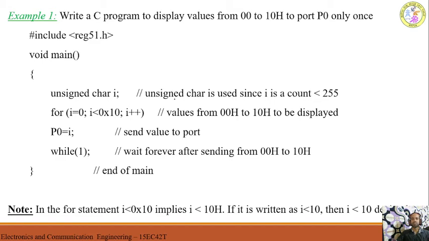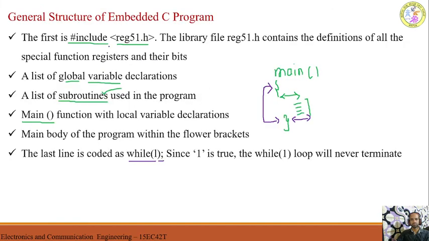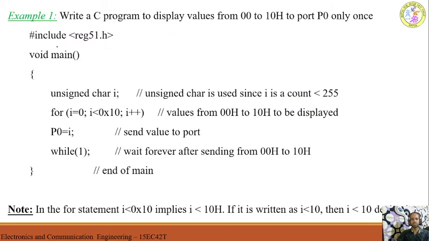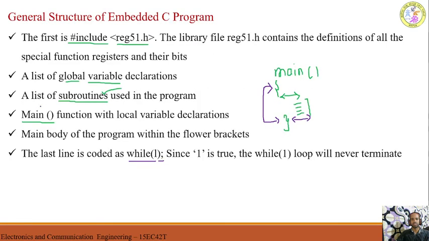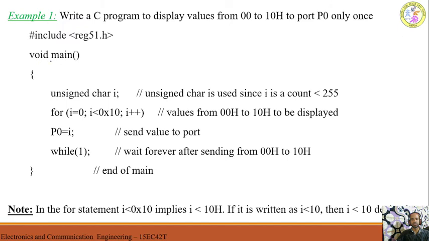Coming to the example of the structure of C programming, you can observe here how the C program can be written. Here #include <reg51.h> is there, and the global variables as well as the subroutines are not defined here, because it doesn't use any global variable or any subprograms. Then we have the main function, void main. Void means the return type is nothing, so after the execution of this program, it will not return anything to the operating system.